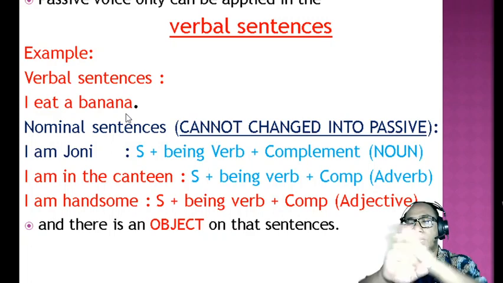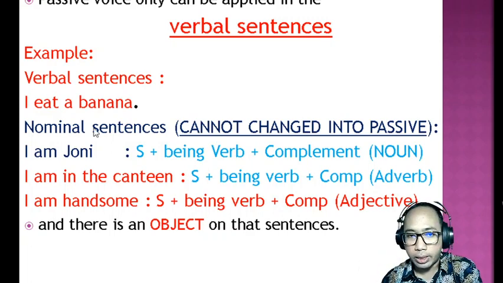But a nominal sentence cannot be made into passive. For example, I'm Johnny, I'm in the canteen, I'm handsome. Johnny is a complement, in the canteen is a complement, handsome is a complement. This is different from banana. Banana is an object because it gets an impact from the subject, while Johnny, in the canteen, handsome are just complements, hanya menjelaskan siapa I. Sedangkan a banana adalah objek yang terkena imbas dari subject. Next.